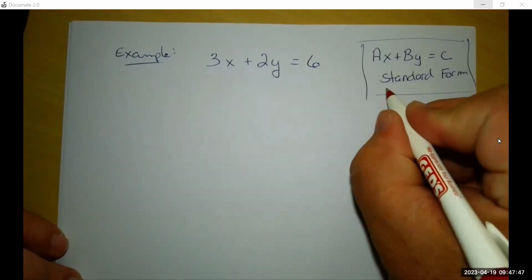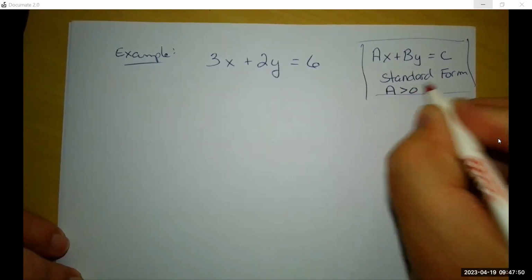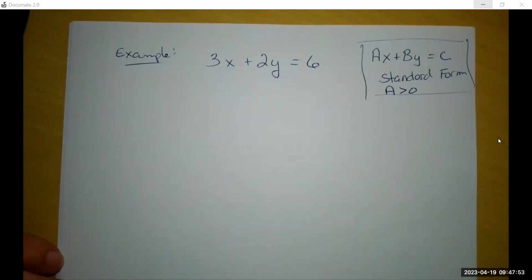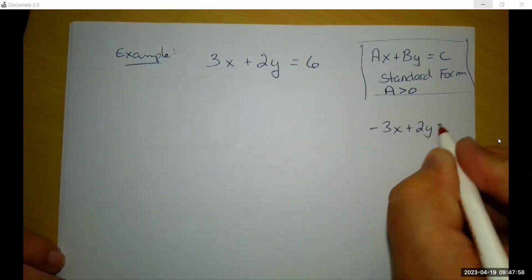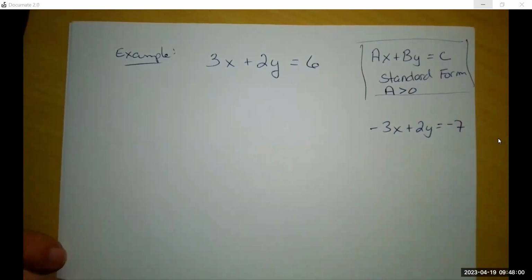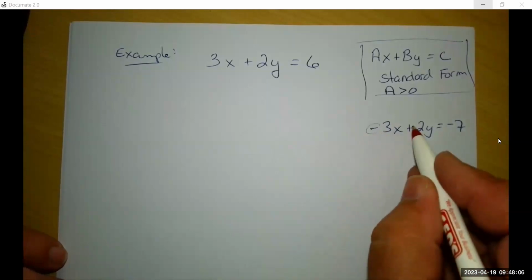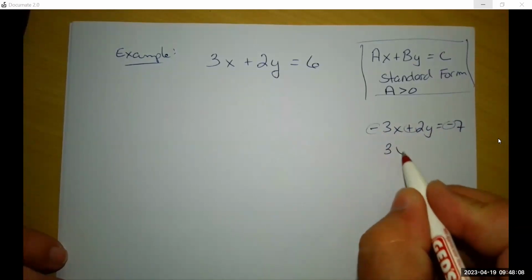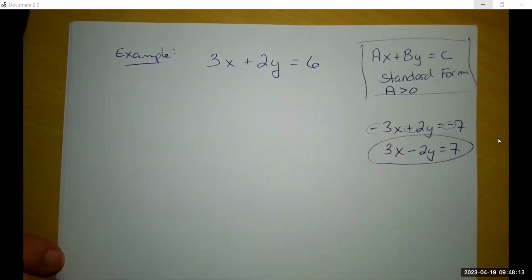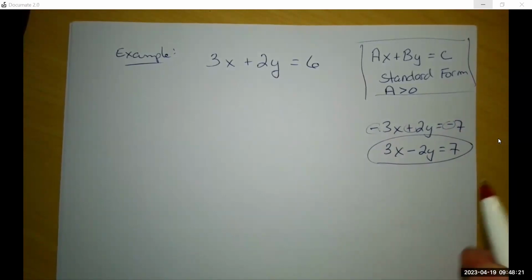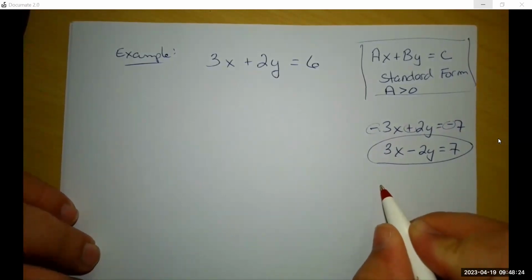And there's another thing. A has to be positive. If you had this, that's not standard form yet because it's negative. So what you have to do is change all of the signs. Now it's in standard form. When there's a problem like that, the first thing you have to do is change the sign. It can ask you a question like this.